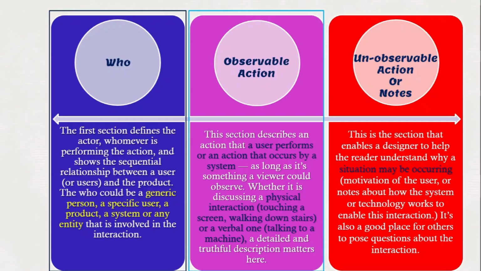Now comes the third section, that is unobservable action or notes. This is the section that enables a designer to help the reader understand why a situation may be occurring, or whatever your objective is. These unobservable actions are the back end process. It is also a good place for others to pose questions about the interaction. So the back end, whatever you are discussing, comes under the unobservable action or notes. So these are the three basic elements of a KScript.